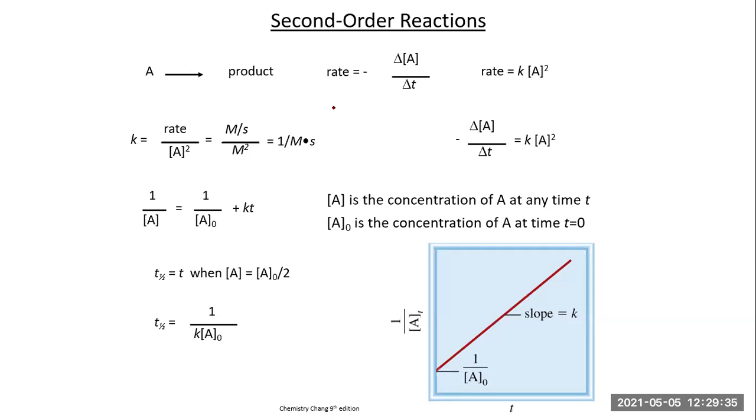We can do the same thing with our rate law here, which would be for a second order reaction. We can rearrange it and solve for k. When we do so, we get our typical units associated with a second order reaction, and that is 1/molar seconds, right?